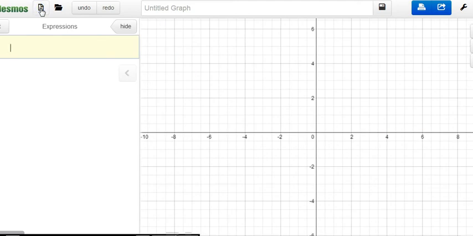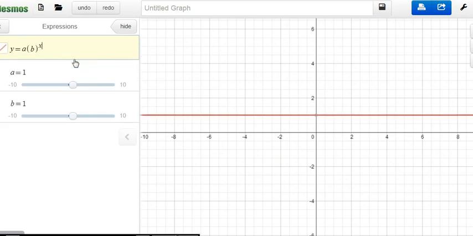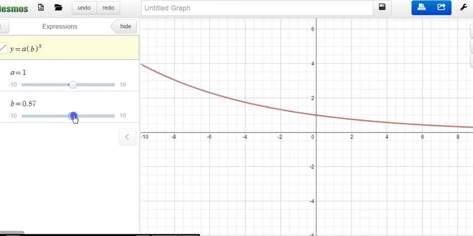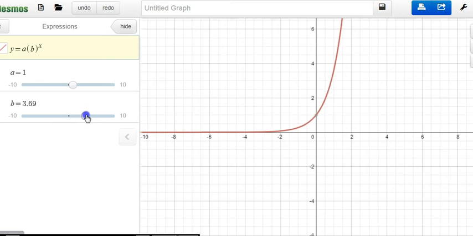Let's just go back. So let me just type this in. Y equals a times b to the x, and add the sliders in where now I can change them. Okay, if I slide this to the right, the b values get bigger and we can see that it's increasing. And the larger the b value gets, the steeper, right? The greater the rate of increase, the greater that it's increasing.